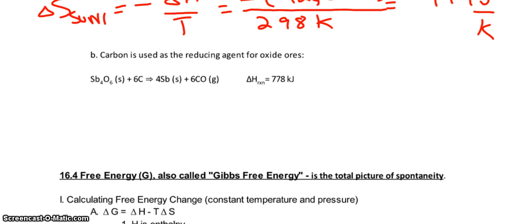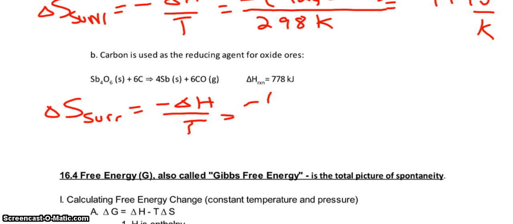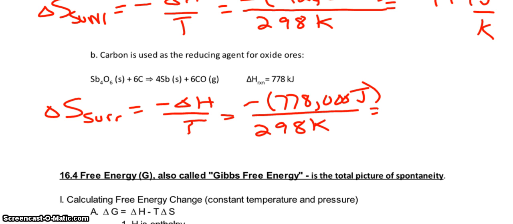Carbon can be used as a reducing agent for oxide ores. And there's your delta H of the reaction. So if I were to do that, delta S of the surroundings is equal to negative delta H over T, which is equal to negative 778,000 joules over 298 Kelvin again. And now notice what we get. We get 2610 joules per Kelvin. Oh, I'm sorry, I forgot the negative. This is a negative number. So what does that mean? The surroundings are becoming less disordered.